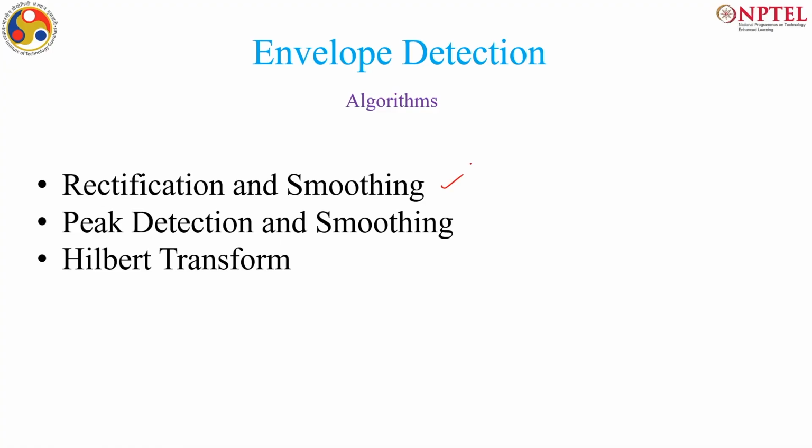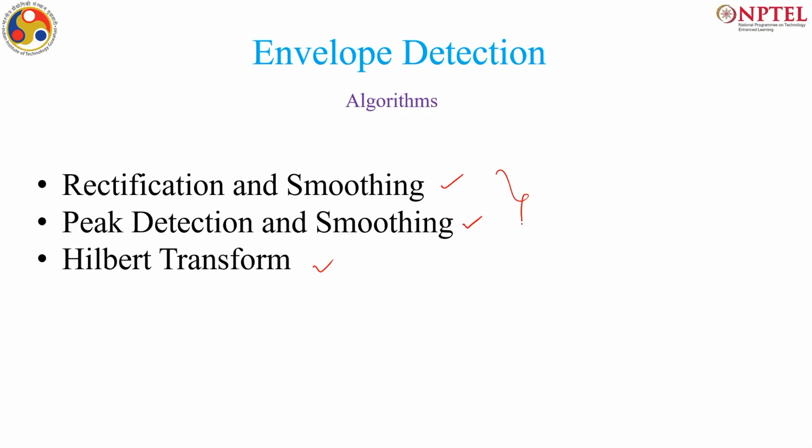Now let us try to understand the algorithms for envelope detection. Three of the most popular algorithms include rectification with smoothing, peak detection with smoothing and Hilbert transform. In this lecture, I would like to discuss the first two, rectification and peak detection, and since both of these methods use smoothing, we will discuss the smoothing techniques as well.